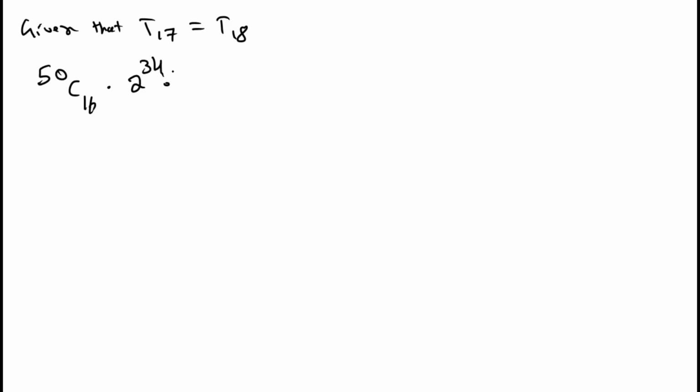Okay, next see the given data. What's the given data? Given that T17 equal to T18. What is T17? T17 we calculated, that is 50C16 into 2 to the power 34 into a to the power 16 equal to T18. T18 is 50C17 into 2 to the power 33 into a to the power 17. Then question is find a, right? See, question is find a.